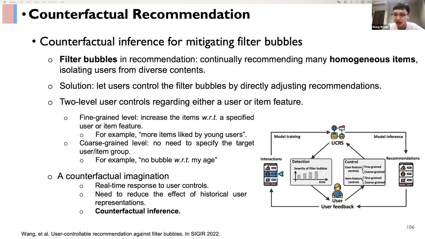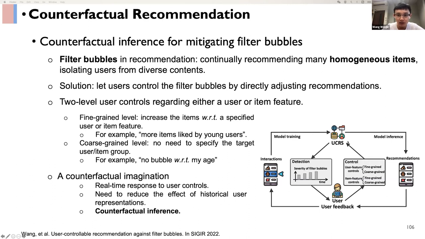Some examples of user control can be like this. For example, if we watch a movie and very much like it, we can input a control like "more movies like this one." And another example is like "more movies liked by younger users," some command like that. So in this case, if the users input some control command, the user history, or user historical interactions, will be used in the original feedback loop to train the user representation, right? So the user embedding or user representation is trained by the historical interactions.